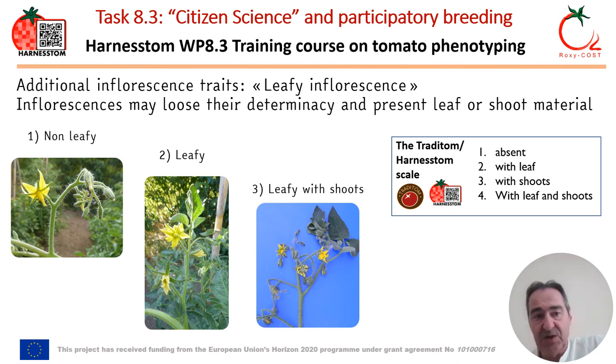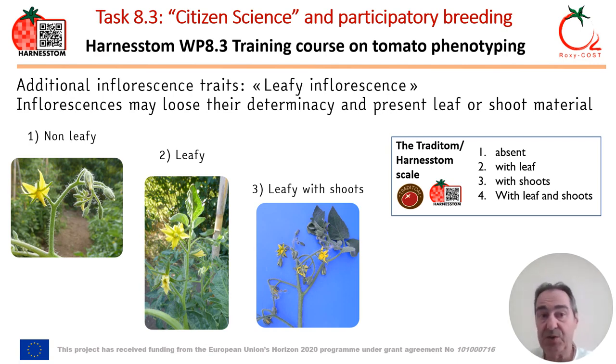Sometimes the indetermination could even involve the development of a shoot. We refer to this trait as leafy inflorescence, and use the scale reported in the slide: absent, with leaves, with shoots, or with leaves and shoots. In this case, the trait is intended as the capacity of the phenotype, and a single leaf in the inflorescence will be sufficient to assign a plant to class 2.